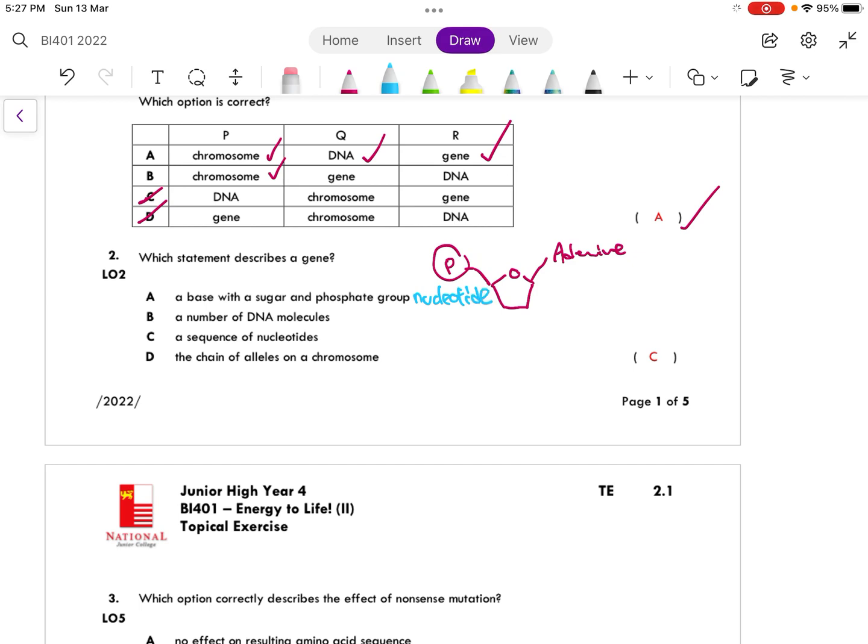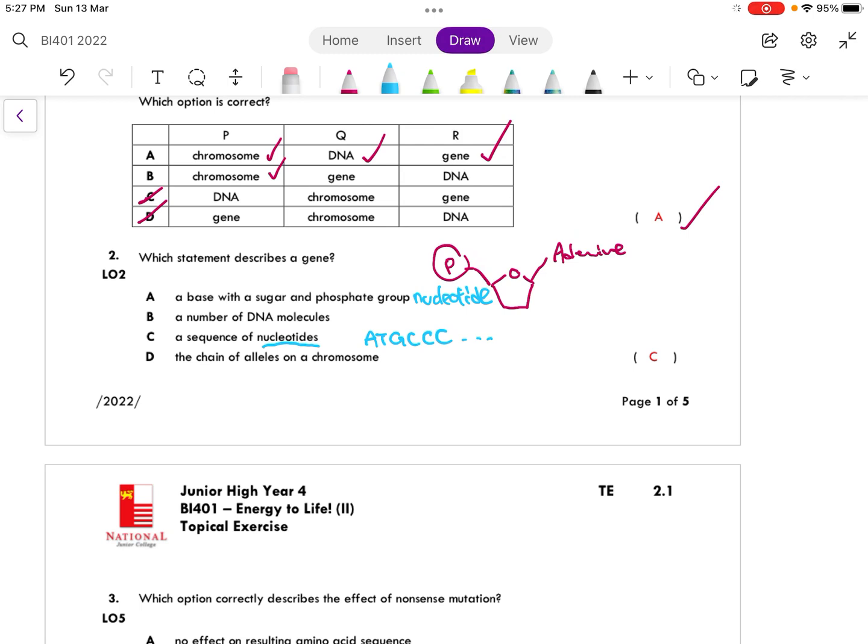Which statement describes a gene? A number of DNA molecules. That's not true. So a gene is not a number of DNA molecules, right? It is referring to a sequence of DNA. So in other words, you can also say that a gene is a sequence of nucleotides. A sequence of nucleotides means, if we look at A, T, G, C, C, C, and so on and so forth, a gene is simply a sequence of these nucleotides together.